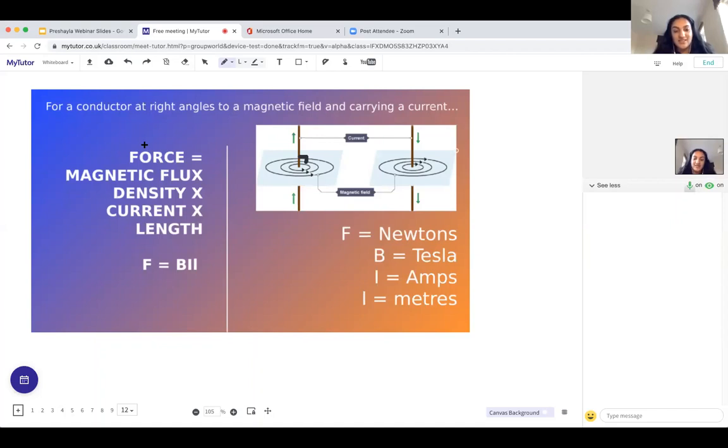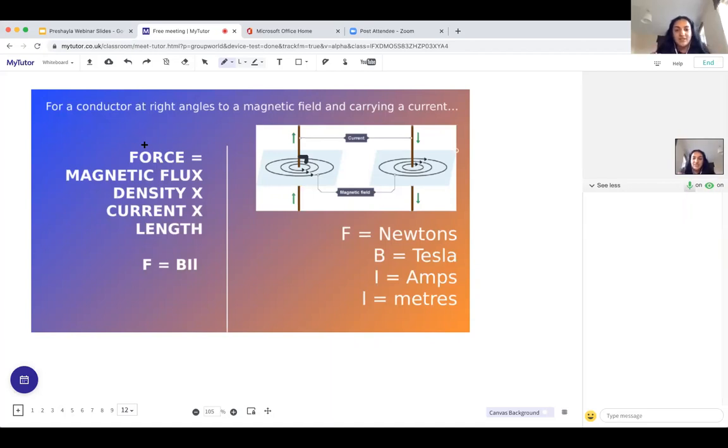Magnetic flux density is a property of a material which tells us how good it is at keeping magnetism. F, force, is measured in newtons, B, magnetic flux density, is measured in Tesla, so a new unit that we've not seen before. Length is measured in meters and I is measured in amps.